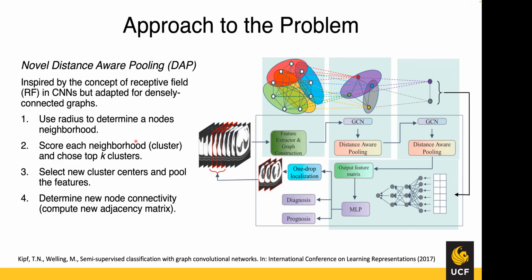Okay, so then you get a bunch of these clusters, and you can score each cluster and take the top k clusters, where k is some hyperparameter that's chosen. Then from those top k clusters, you can select a new cluster center, pool the features of those clusters, and then determine a new node connectivity. So this is the main idea behind this. Okay.